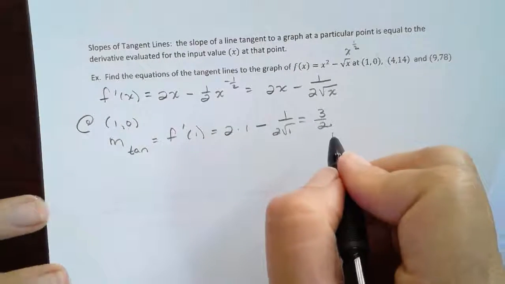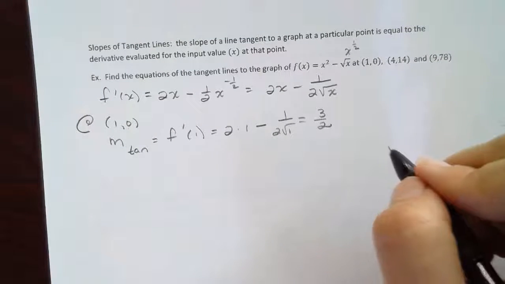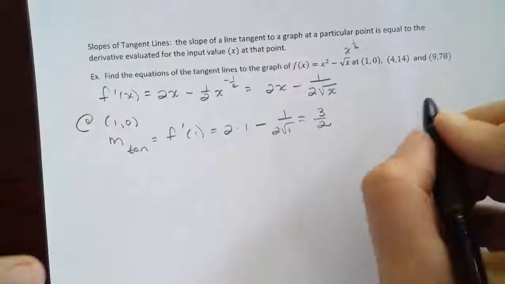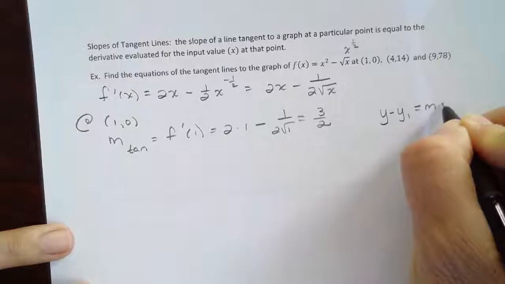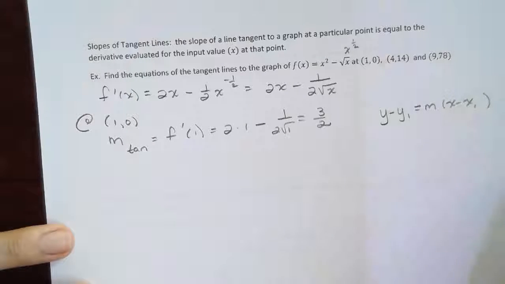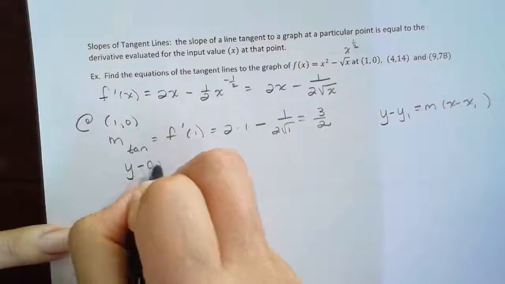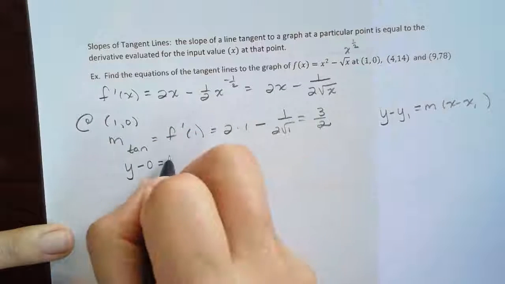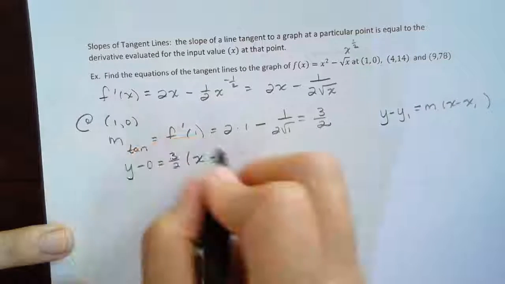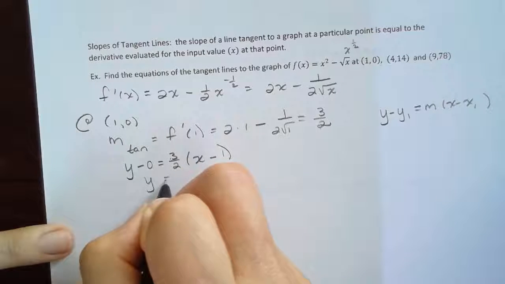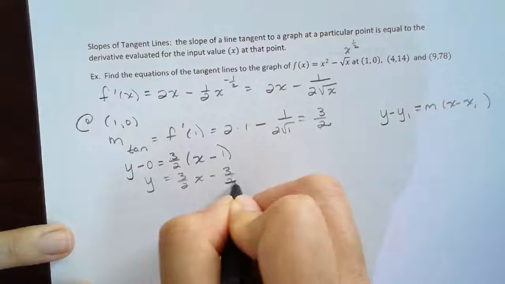And remember, point-slope form is derived from the formula for slope just by multiplying both sides by x minus x sub 1. So it ends up being y minus y sub 1 is equal to m times x minus x sub 1. So when I'm plugging in values, I have y minus 0 is equal to the slope, which we've determined to be 3/2 when x is 1, times x minus this 1 here. So it's going to be y is equal to, when I distribute 3/2, x minus 3/2 for the first one.